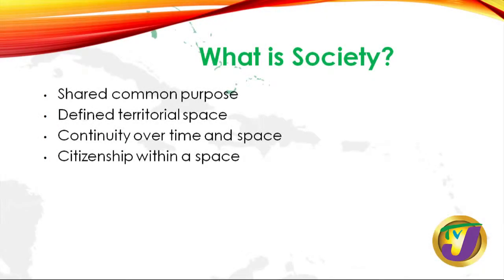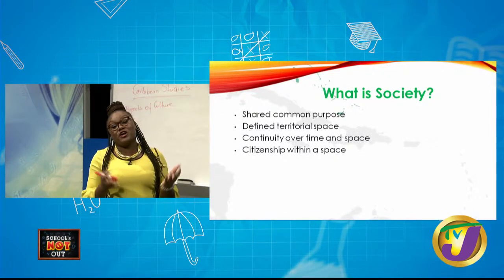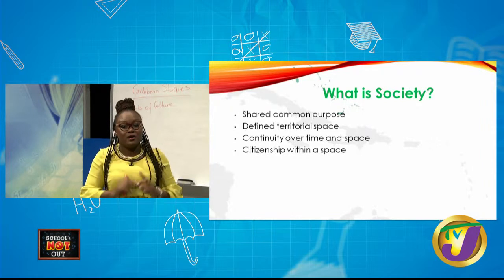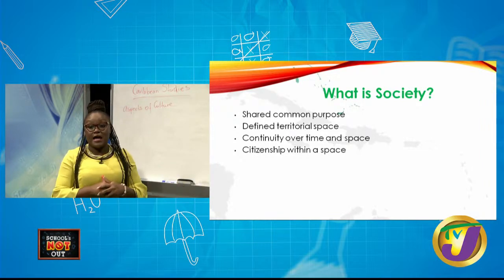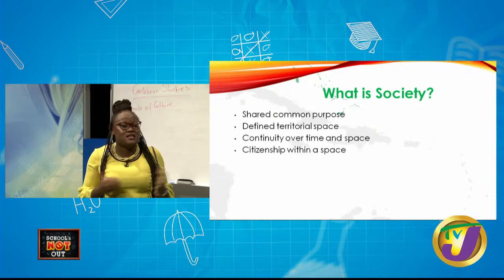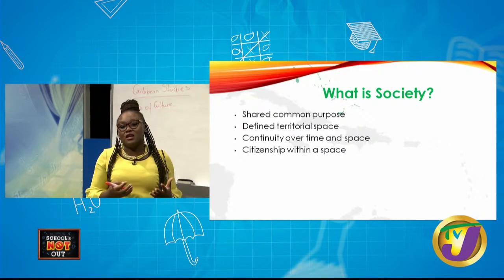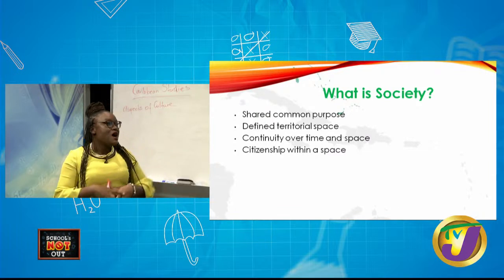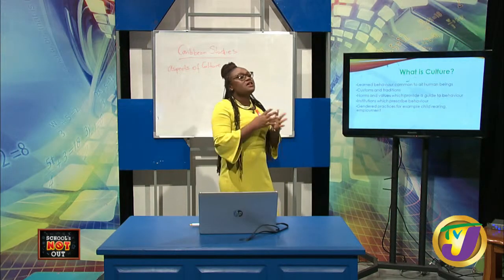Now, what is a society, first of all? These are some of the characteristics of a society. They have a shared common purpose, defined territorial space, and that is a little bit debatable because persons who are in the diaspora are also referred to as Caribbean society, and they are not necessarily in the same space, but they are from the space. We have continuity over time and space, and that again is also a little bit controversial because society is not static. And then we have citizenship within a space. So all of those characteristics are what make up a society. So all the people who live in this space with all of those things, then that makes up a society.